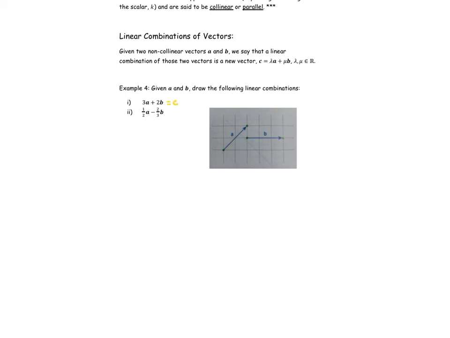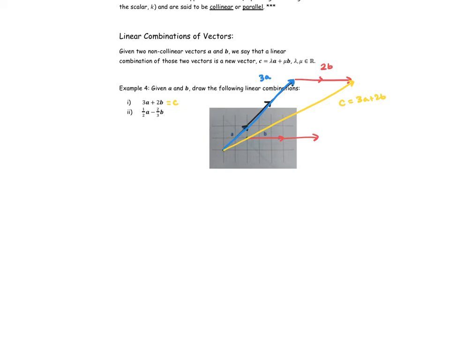It's going to be hard to draw this, but 3a, there's 1a, 2a, 3a. This is an attempt. So this new vector, let's call this 3a. And then it looks like 2b. So here's 1b, 2b, of course tip to tail. You can imagine that that's a 2b. So this new vector c would look kind of like this. So c, which equals 3a plus 2b, would look like that. I'll leave the second example for you.